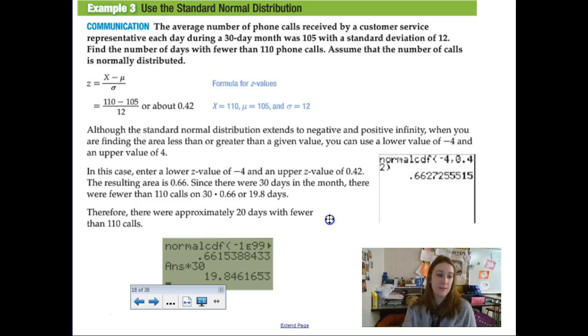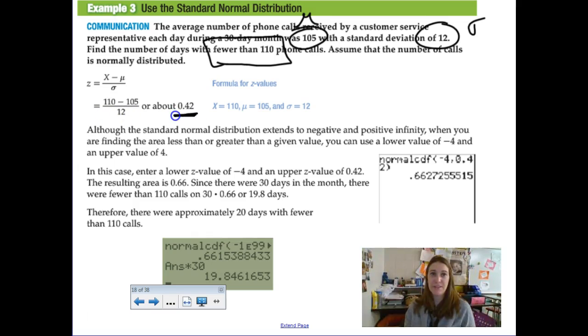This question is not in your notes, I believe, but let's kind of talk through what they did. This is from your textbook. So, customer service calls, the average number of phone calls was 105, so there's your mean. With a standard deviation of 12, there's your standard deviation. Find the number of days with fewer than 110 phone calls. So what your textbook did is it standardized this data, found the z-score by doing 110 minus 105 over 12, and they found the z-score to be approximately 0.42.